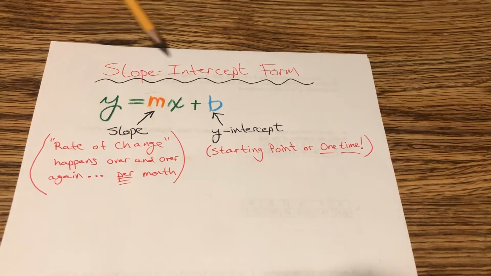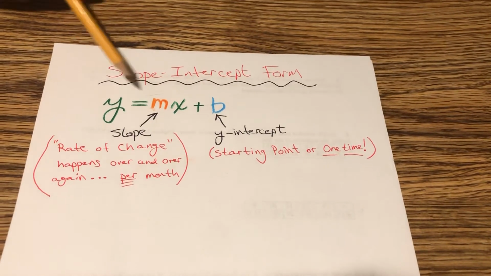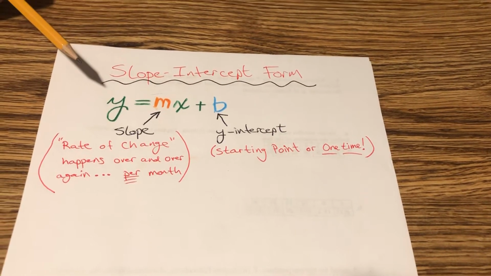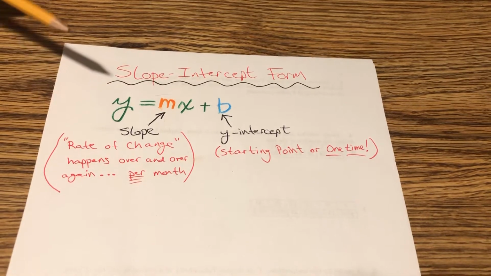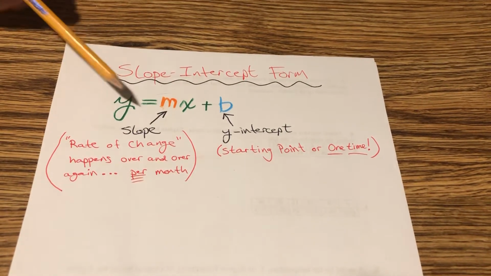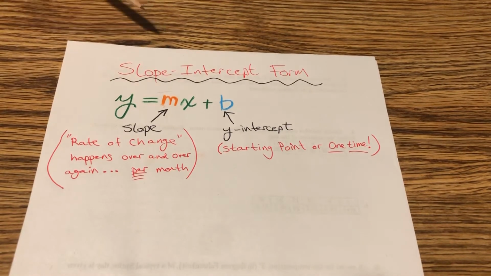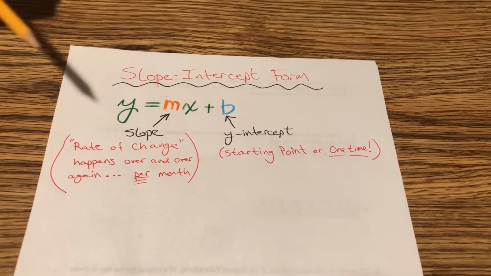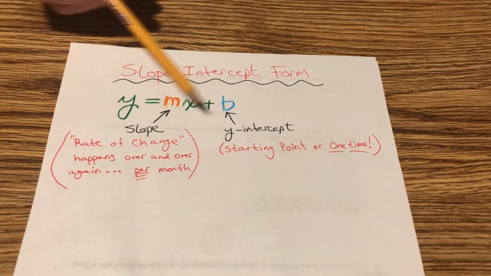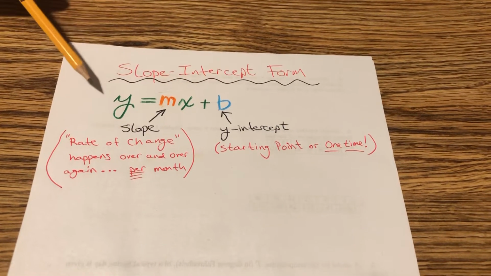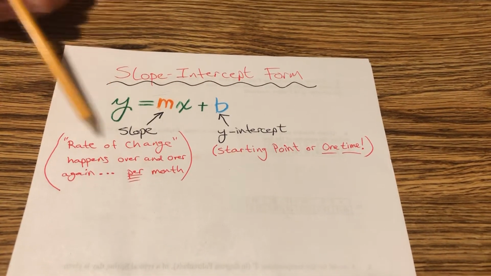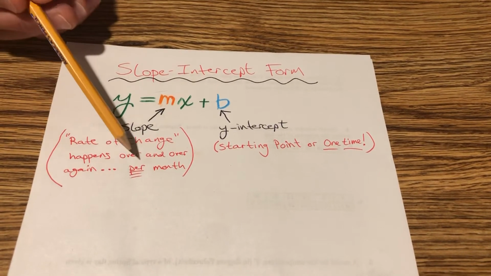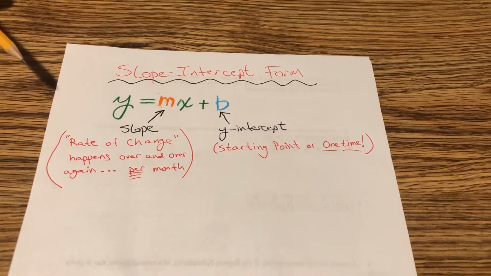Okay, so we're looking at slope-intercept form, y equals mx plus b, but this time we're going to see how it pertains to word problems, sometimes referred to as linear equation word problems. Slope, m, is the coefficient of x, comes before it, and b is your y-intercept, okay? In word problems that pertain to slope-intercept form, slope stands for the rate of change, okay? It's something that happens over and over again per month, okay?